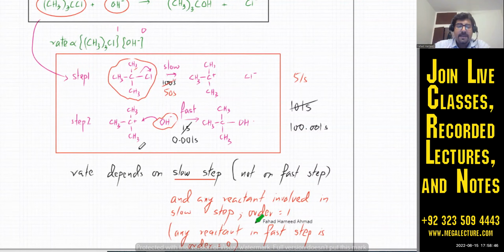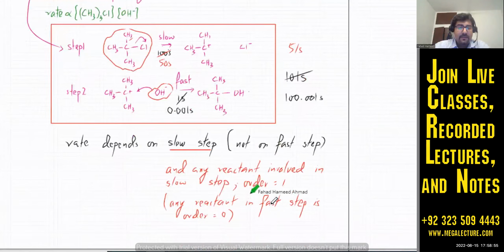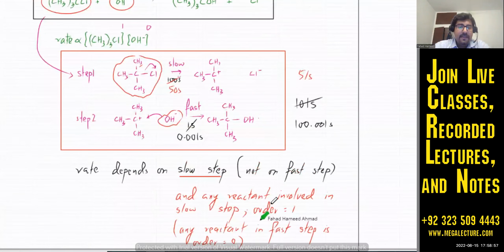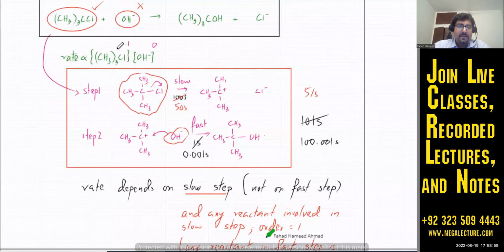So rate depends on the slow step, not on the fast step. Any reactant that's involved in the slow step has order 1. Any reactant in the fast step has order 0. So that means the rate depends on the halogenoalkane concentration. It's going to have order 1.